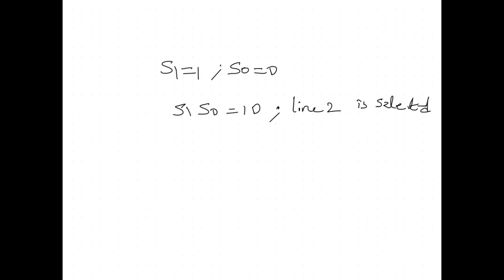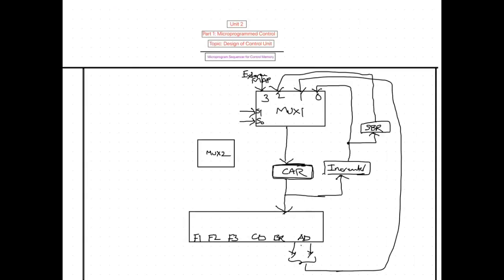Okay, line 2 is selected, and when line 2 is selected, which path? There exists a transfer path from SBR to CAR. See here, at line 2 what is there? From SBR to CAR, right? Like this, the source address will be selected. Okay, right. Now we'll understand MUX2.